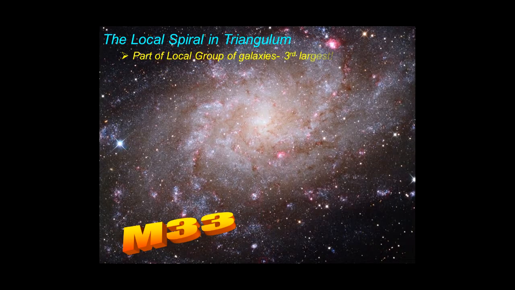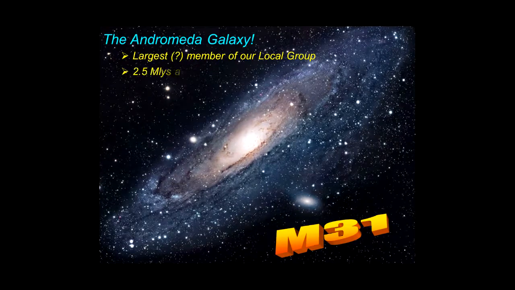And here we have one of our neighbor galaxies, M33, a spiral galaxy in Triangulum. It's a flocculent spiral. It's the third largest member of our local group of galaxies, 3 million light years away only, 50,000 light years across. And the Andromeda Galaxy, our big sister, M31, 2.5 million light years away, 200,000 light years across, about 500 billion stars, and the most distant object that human beings can observe with the unaided eye.